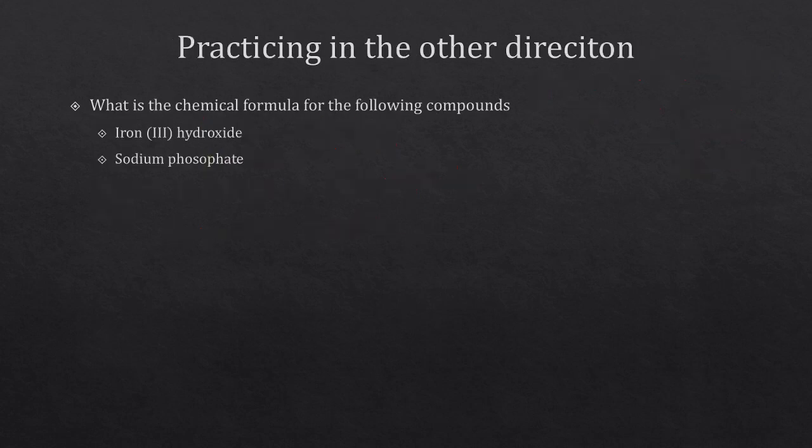And let's see trying the other direction. So I want you to try these two. Try to come up with the chemical formulas for iron 3 hydroxide and sodium phosphate. So now that you've done that, let's try the first one.